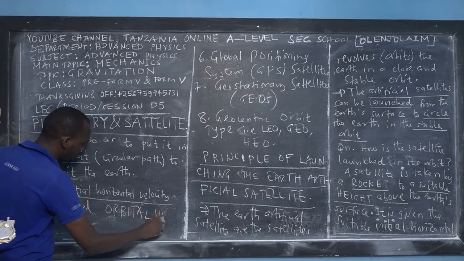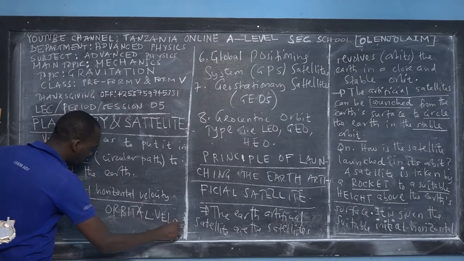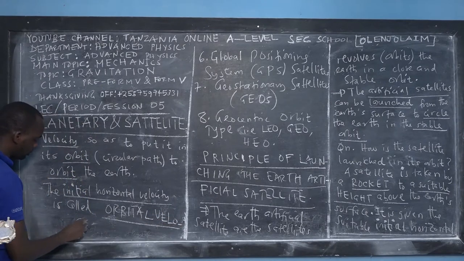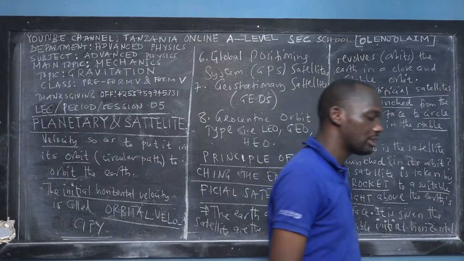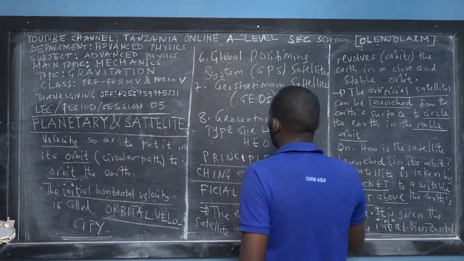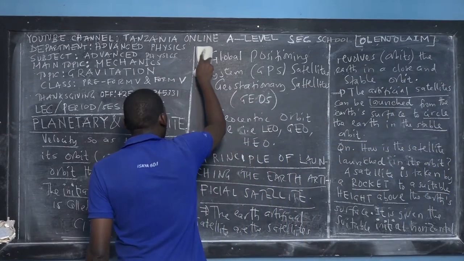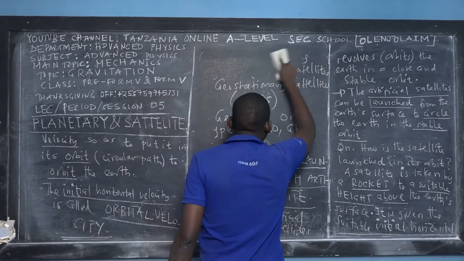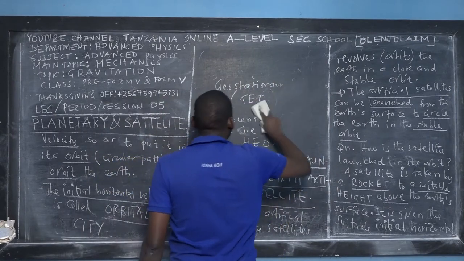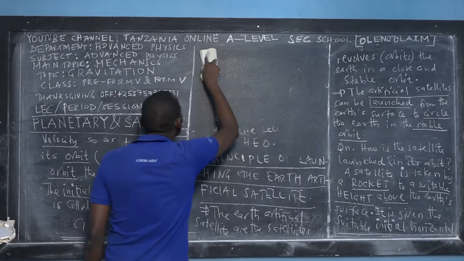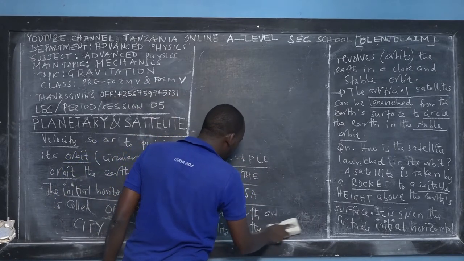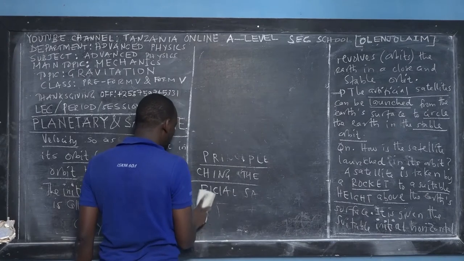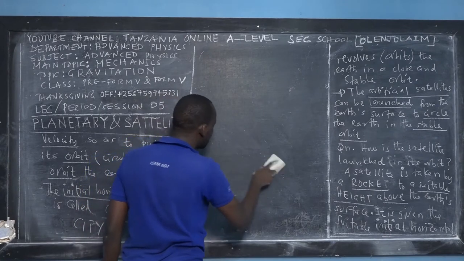Orbital velocity. Say it, orbital velocity. Again, orbital velocity. So what is the meaning of orbital velocity? Define it. This is the initial velocity required to place a planet or an artificial satellite into its desired orbit. Orbital velocity comes from the word orbit.